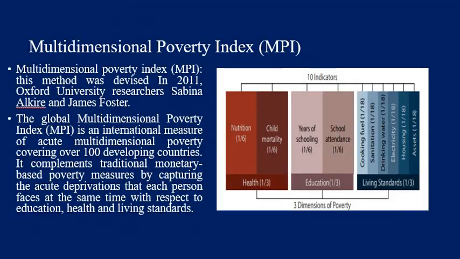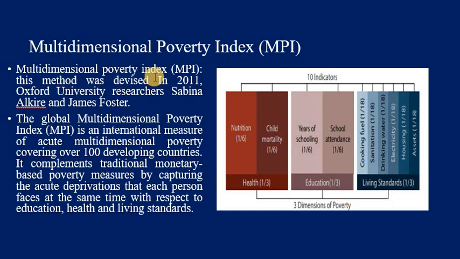At the world level, we have the Multidimensional Poverty Index. It has 10 important indicators. Health: nutrition and child mortality. Education: years of schooling, given a weightage of 1/6, and school attendance 1/6. Living standards: cooking fuel, what they are using for fuel, sanitation 1/18, drinking water, electricity, housing, assets. This weightage is 1/18th. So these three dimensions are used at the international level.